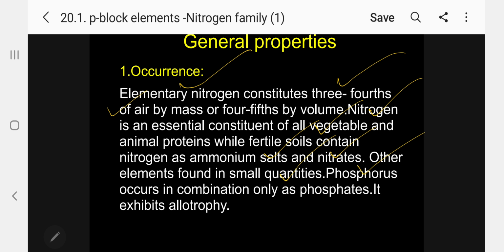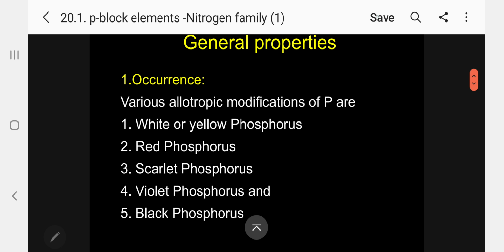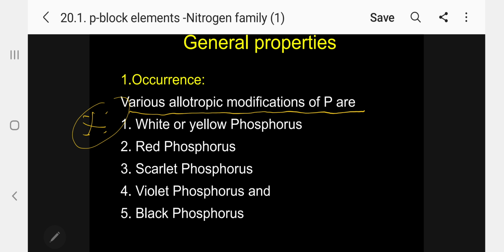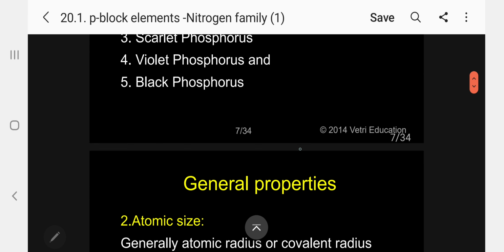Phosphorus, the next element in the family, occurs in combination only as phosphates. It exhibits allotropy. Kindly follow. Coming to phosphorus, various allotropic modifications of phosphorus are there. This is most important. Number 1, white or yellow phosphorus. Number 2, red phosphorus. Number 3, scarlet phosphorus. Number 4, violet phosphorus. And 5, black phosphorus. So a question like which of the following is not an allotropic modification will be asked under this. Kindly memorize these 5 phosphorus allotropic modifications.